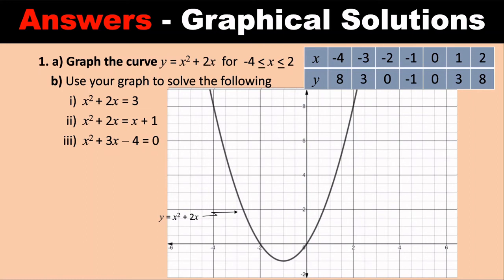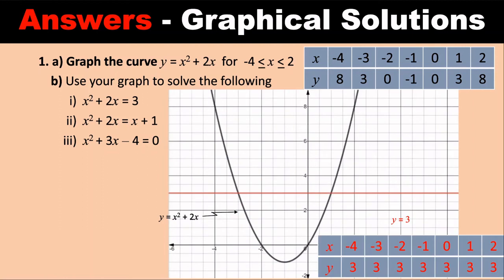And for part I, you're trying to show where x squared plus 2x is equal to 3. So you need to draw the line y equals 3. If you needed a table of values for that, you'll see in that table of values that y is always equal to 3. So we've graphed our line and we see our 2 points of intersection. You should have exact answers for these. x is equal to -3 and x is equal to +1.